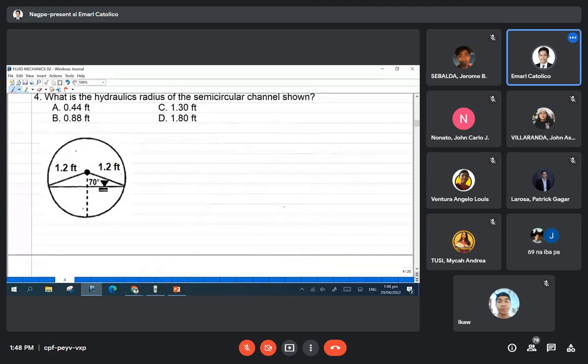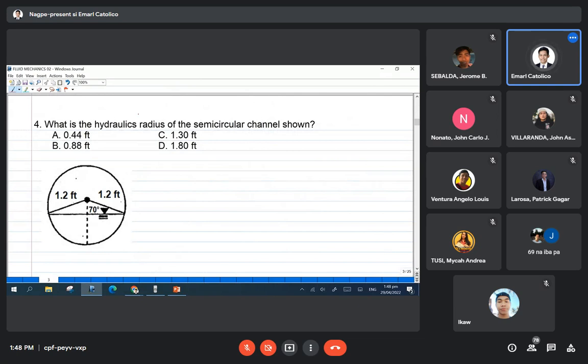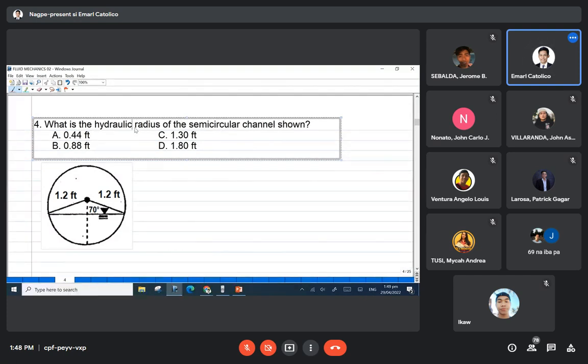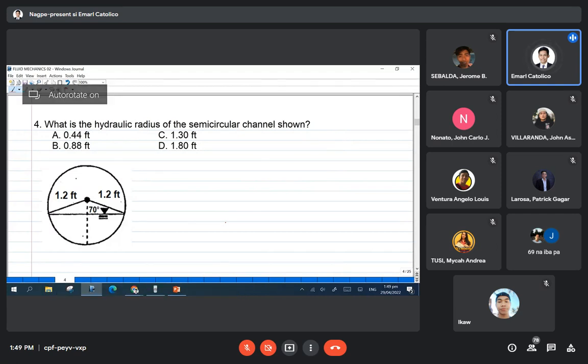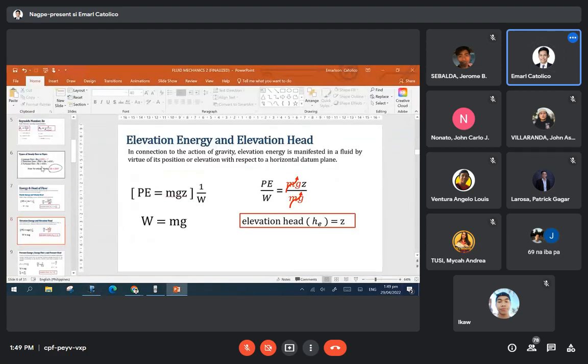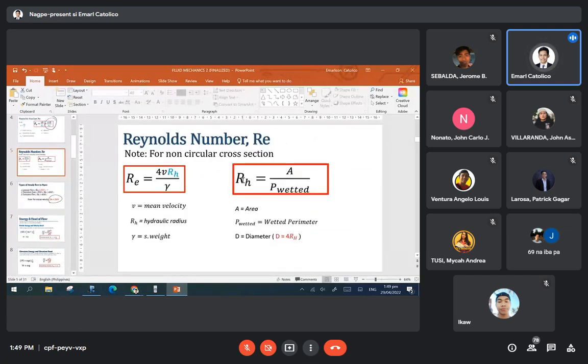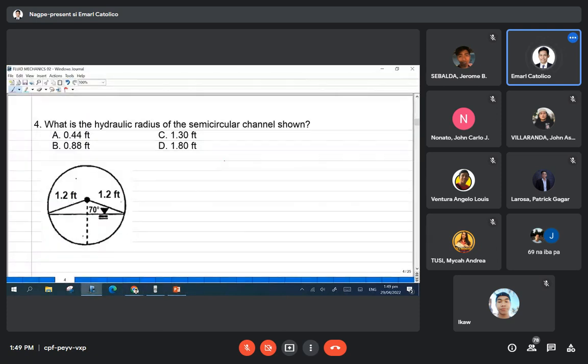Okay, number 4. What is the hydraulic radius of the semicircular channel shown? When we say hydraulic radius, this involves the wetted perimeter that I discussed earlier. So this is the formula we will use. Let us check the given. Our given is in the figure.